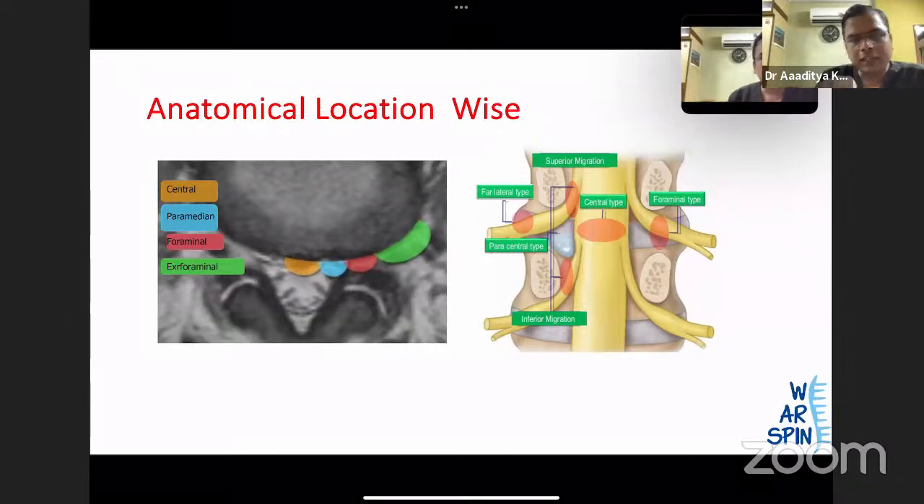Anatomical location wise, here is one axial cut of a T2-weighted lumbar spine. The orange part denotes the central disc prolapse region. The blue part denotes the paramedian or posterolateral region. The pink or reddish zone denotes the foraminal disc region, and the greenish part denotes the extraforaminal or far lateral disc prolapse. This is the anatomical location wise types of disc prolapse.